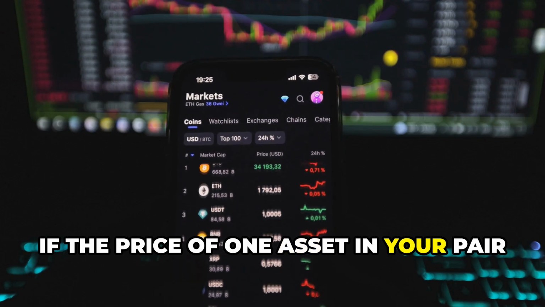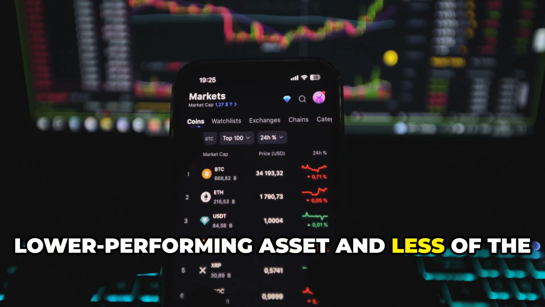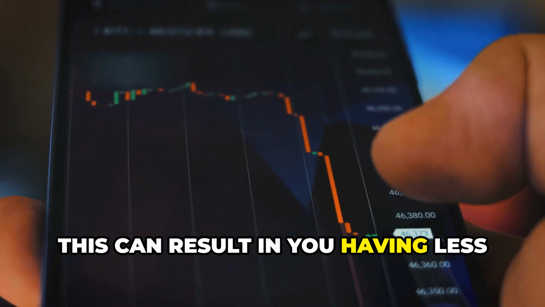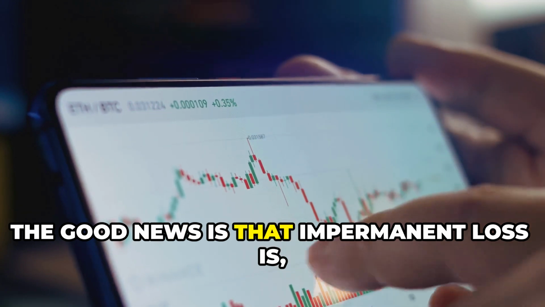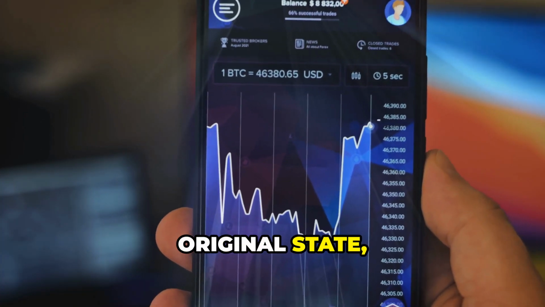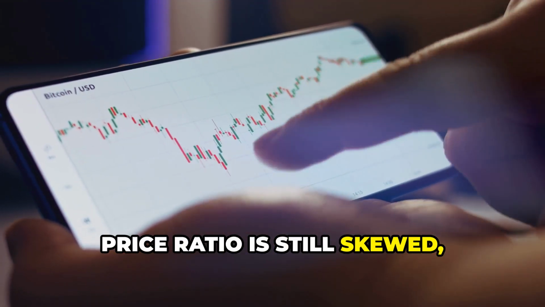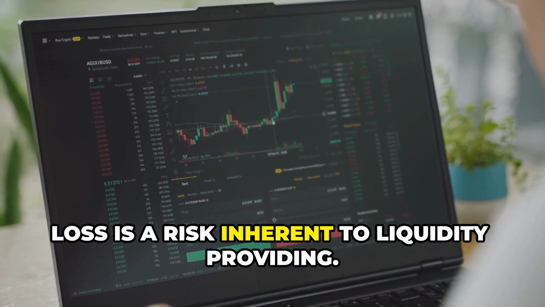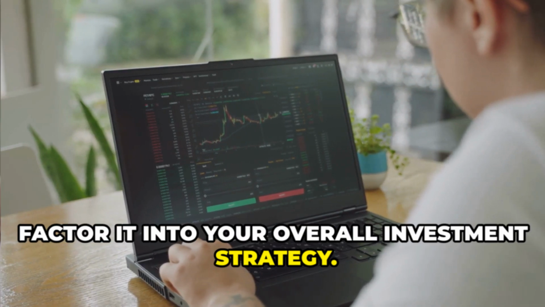If the price of one asset in your pair significantly outperforms the other, you'll end up with more of the lower performing asset and less of the higher performing one when you eventually withdraw your liquidity. This can result in you having less overall value compared to if you had simply held the assets separately. The good news is that impermanent loss is, well, impermanent. If the price ratio returns to its original state, you haven't actually lost any money. However, if you withdraw your liquidity while the price ratio is still skewed, the loss becomes permanent. The key takeaway here is that impermanent loss is a risk inherent to liquidity providing. It's crucial to understand this risk and factor it into your overall investment strategy.